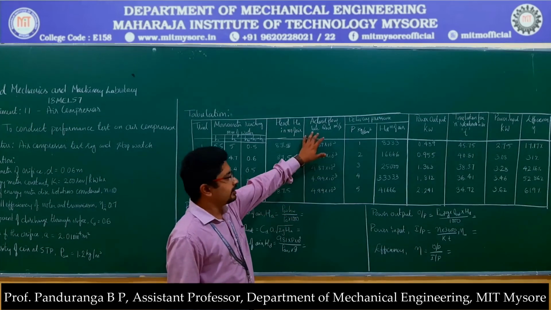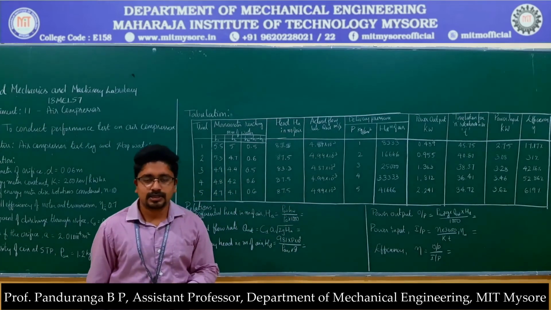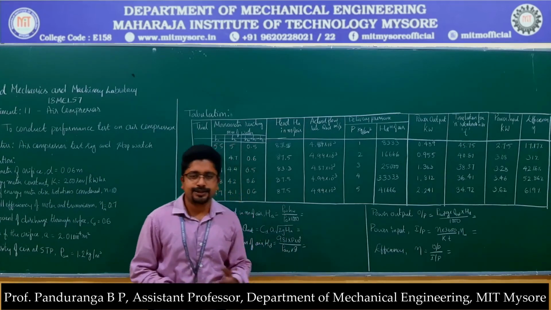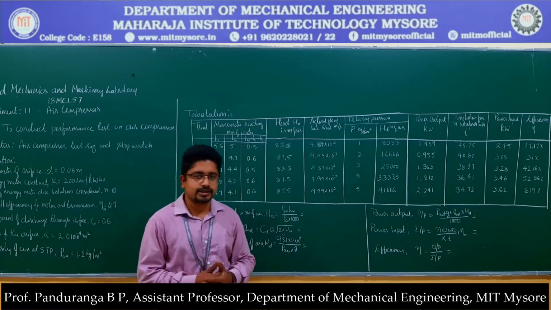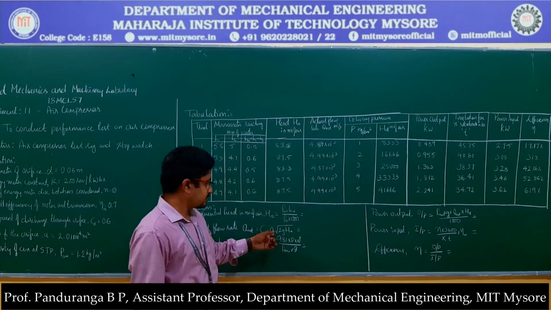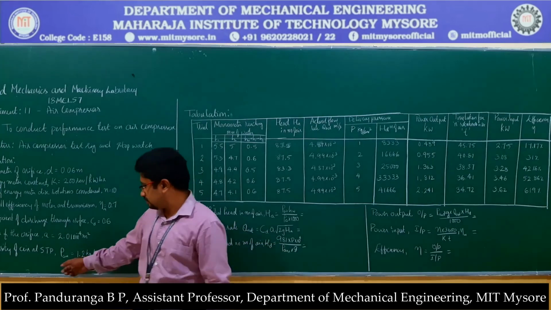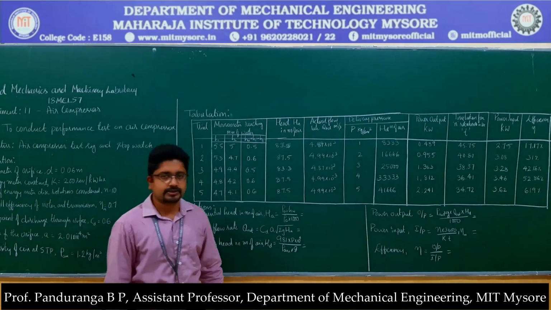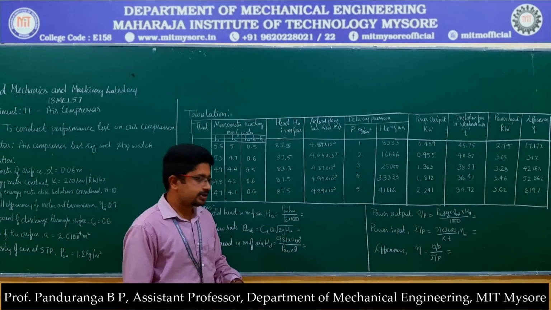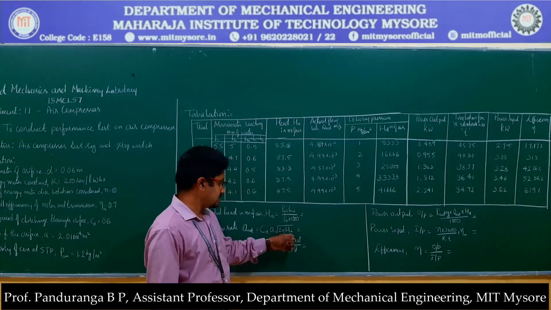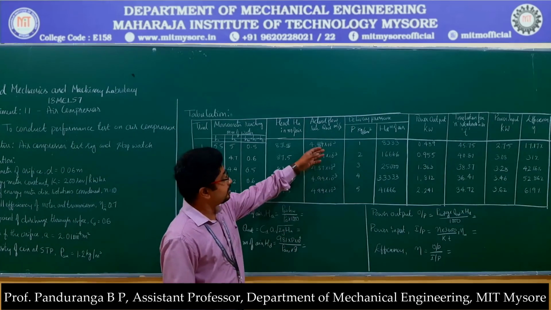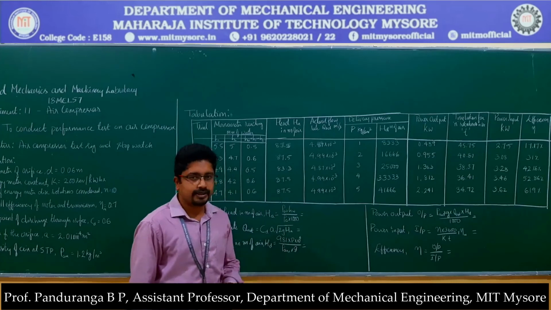Then we need to find out the actual discharge. Actual discharge will be equal to A into V. That is the continuity equation, area into velocity. The area of the orifice is 2.01 into 10 to the power of minus 4 meter square. Now we need to find out the velocity through the orifice. So velocity is given by C into root of 2gh. When we substitute here, we get the actual discharge for different cases.